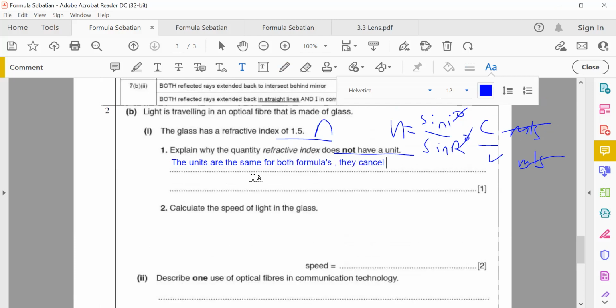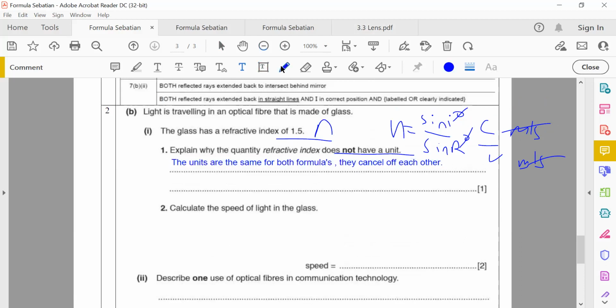They cancel off each other. Something like that, right? To indicate that obviously you understand they have the same units and thus cancel off each other. Then after that, they ask you to calculate the speed of light in the glass there. Obviously, for the speed of light in glass, n equals c over v, whereas in the glass, v is equal to c over n, all right?